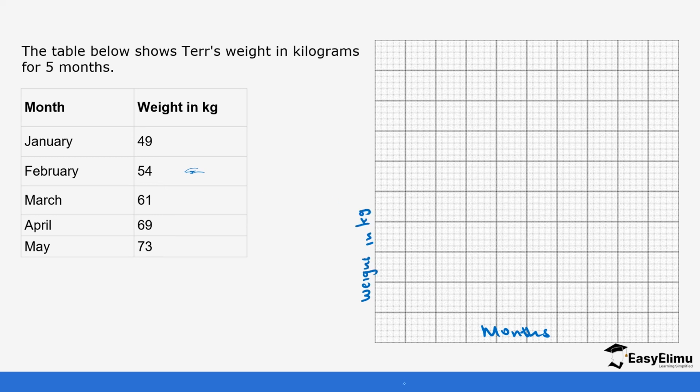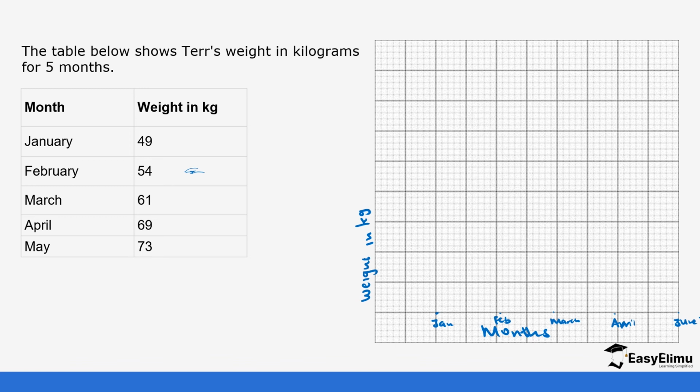So we need to choose the correct scale. You can start with January, February, March, April, May. So we can take 2 centimeters to represent 1 month. So this is going to be Jan. This is Feb, and then March, and then April, then the last is going to be June.